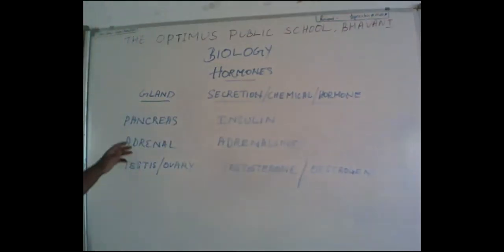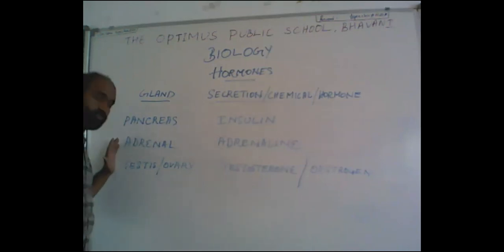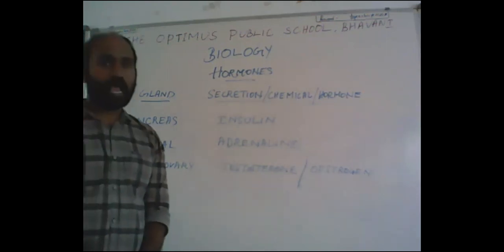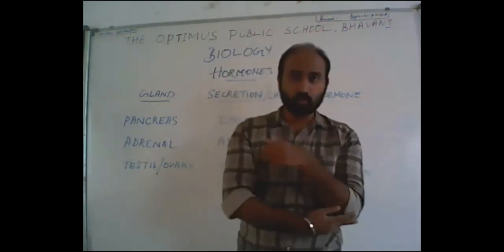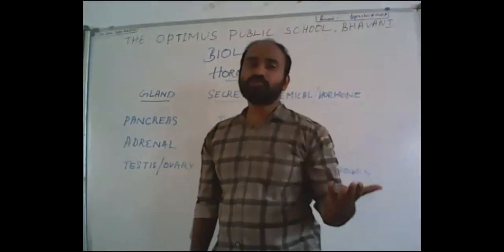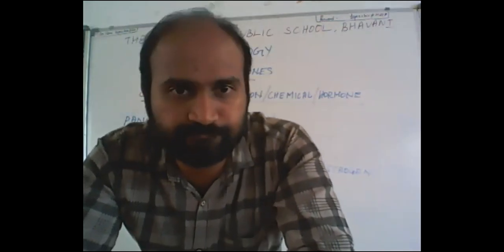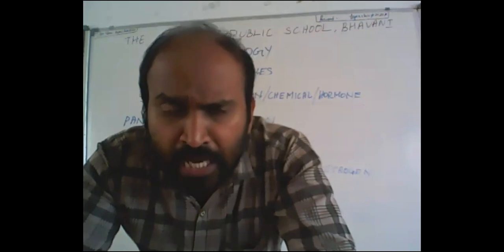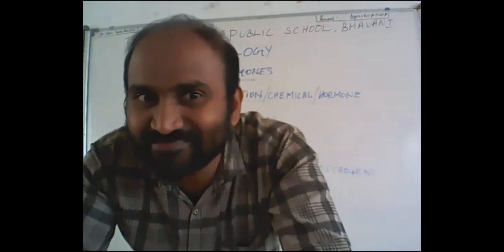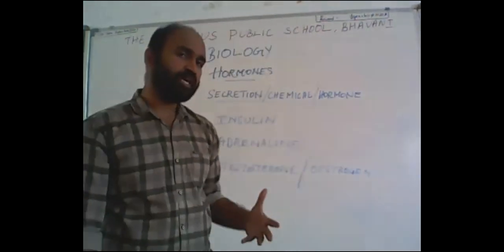Then the last glands we are going to discuss are the pancreas, adrenal, testis, and ovary. The pancreas, as you know, you studied in your first chapter also. The pancreas secretes pancreatic juice, and it also acts like an endocrine gland and secretes insulin. You might have heard about insulin, that a lot of diabetes patients take insulin injections, right? We will discuss that. Insulin is actually a hormone.